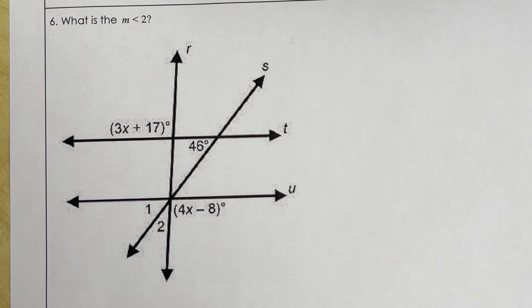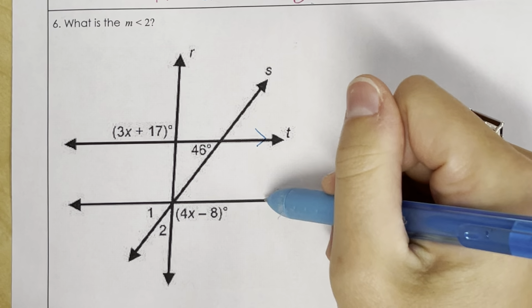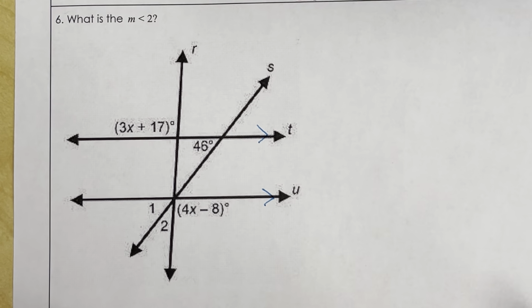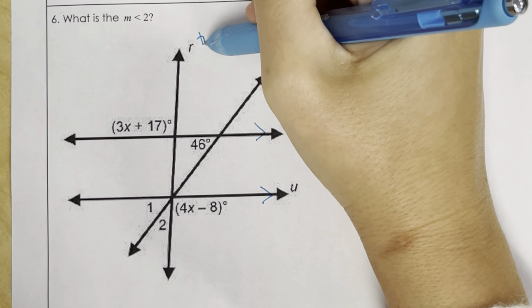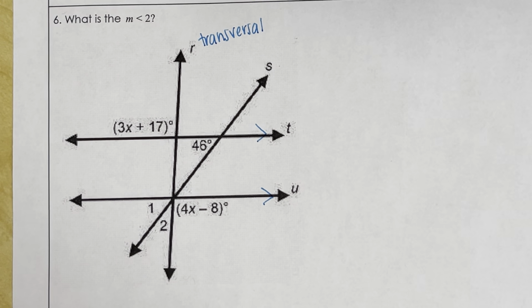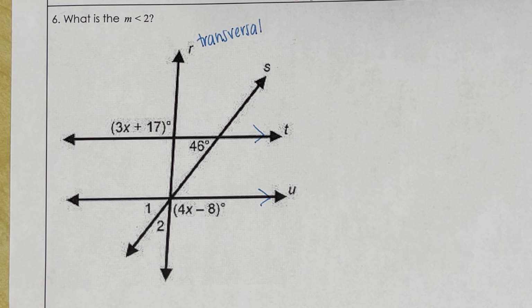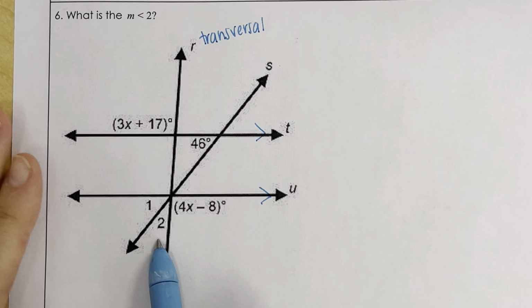Okay, last one. What is the measure of angle 2? Again, you see here you've got some parallel lines, and I should have marked them because T and U are parallel. I've got two transversal lines. R and S are both my transversals. So they cut through. Now, I'm gonna need to do a lot of figuring out here to figure out what this angle 2 is right here.